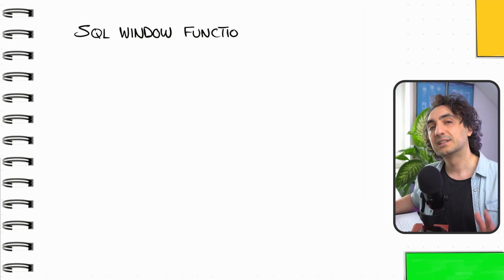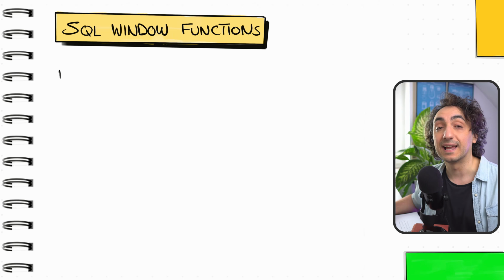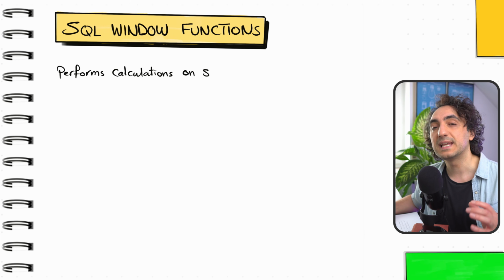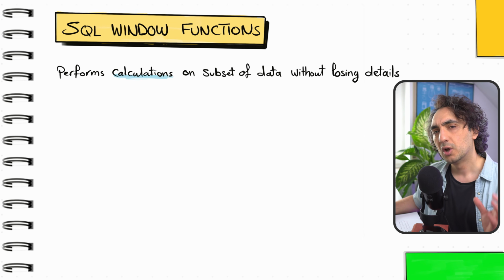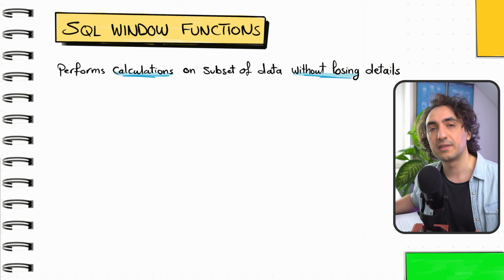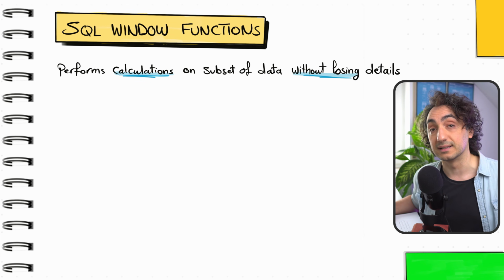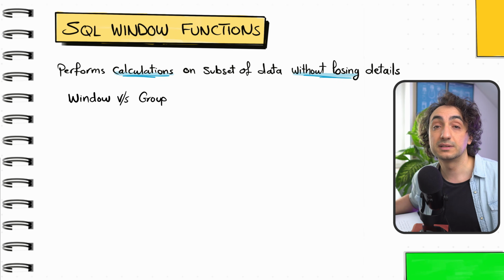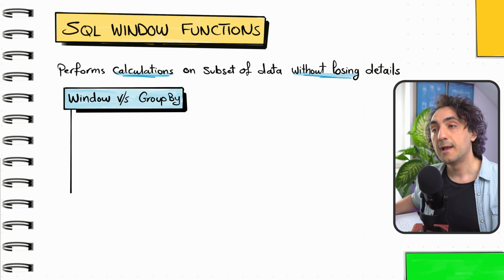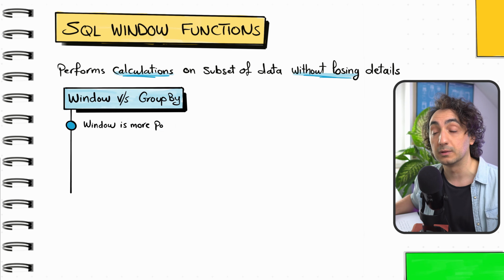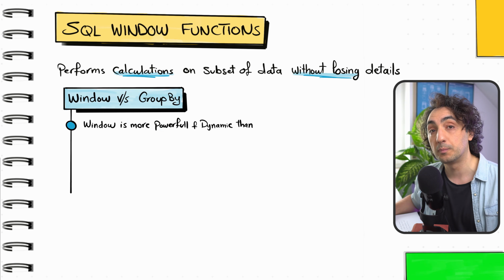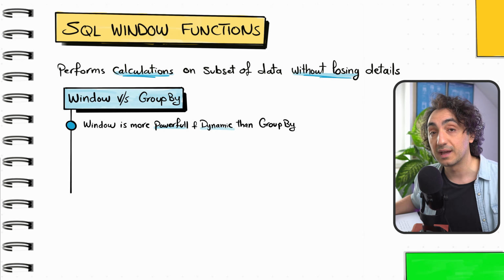Alright friends, so now let's have a quick recap about the SQL window functions. Let's start with the definition. It performs calculations like aggregations on top of a subset of data without losing the level of details. That means we can do aggregations and at the same time we are not losing the details. Now of course there is a lot of similarity between the window function and the group by, but the main difference is that window functions are very powerful and dynamic compared to the group by. We have way more functions than the group by.